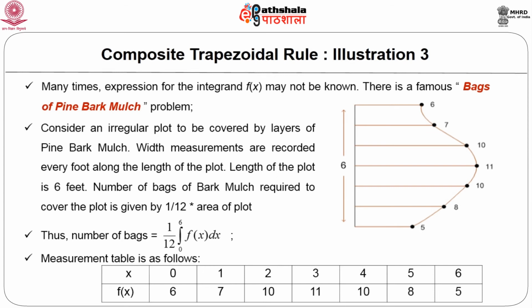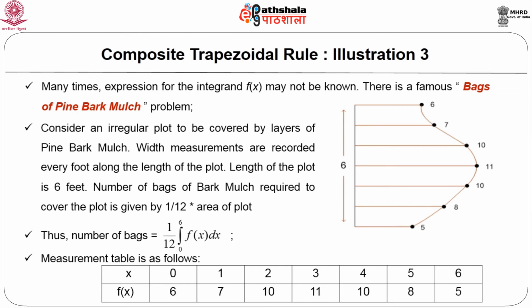The plot is very irregular, not of fixed shape. Its width is 6 feet, let us assume, but it is a very irregular shape as shown in the figure. So, what is done is that the length of the plot is measured at every 1 foot, and these lengths come out to be 6, 7, 10, 11, 10, 8 and 5, let us say.